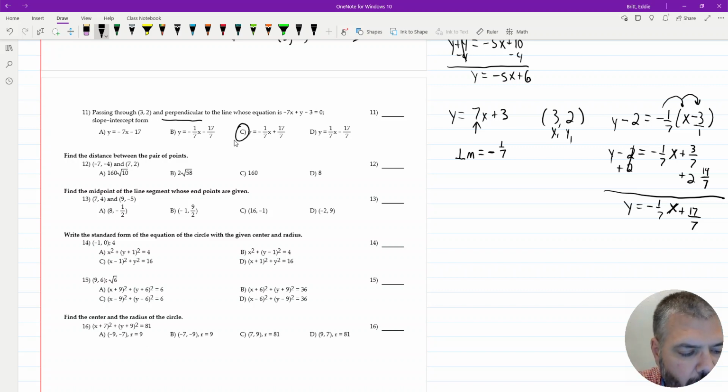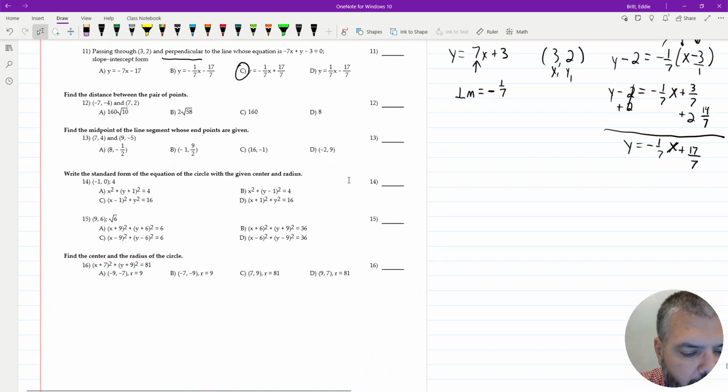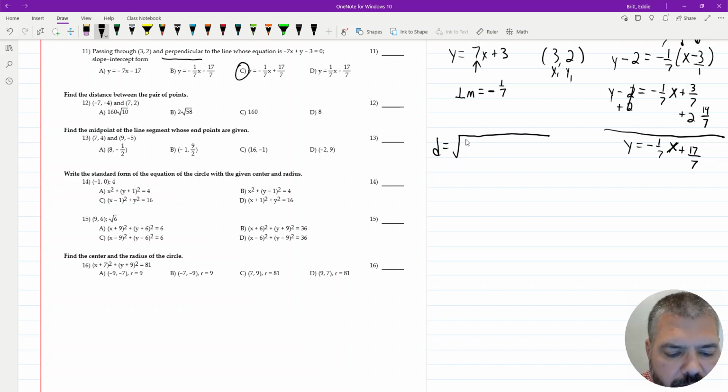Now, the next problem wants us to use the distance formula. The distance formula, hopefully you can remember, but if you can't, here it is: d equals the square root of x sub 2 minus x sub 1 squared plus y sub 2 minus y sub 1 squared. All right, so come over here and label your points. So you got your x sub 1 and your y sub 1, and you got your x sub 2 and your y sub 2.